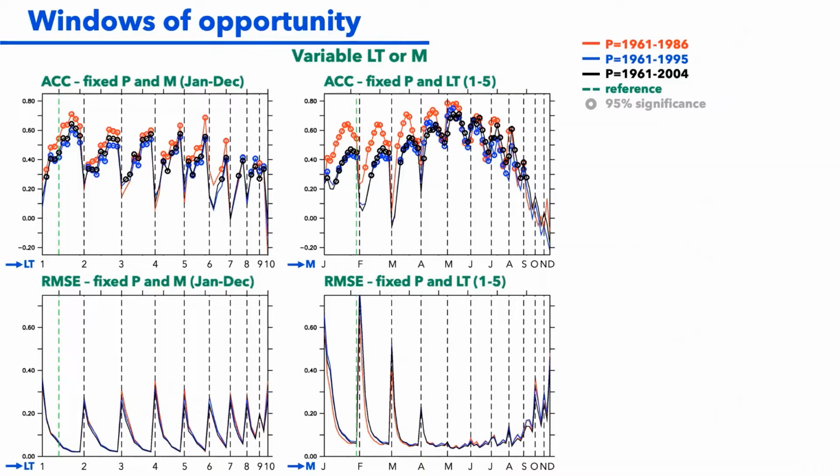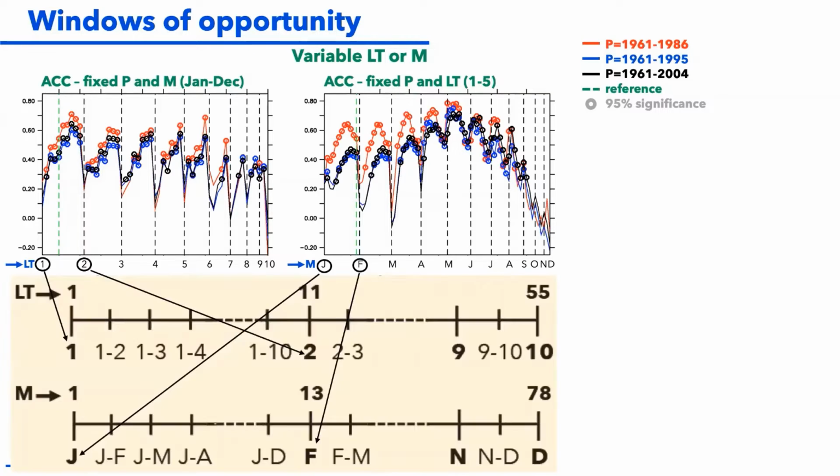So now we are going to in turn vary the lead time and the months. But before analyzing these figures, maybe it's better to focus on the x-axis of these two plots, which can be a bit tricky. On the lead time axis there are all the 55 combinations of possible lead time that have been sorted such that we start with all the combinations starting from lead time 1, so lead time 1-1, 1-2, 1-3, 1-4, and so on until 1-10. Then we continue with all the combinations starting with lead time 2, and so on until lead time 10.